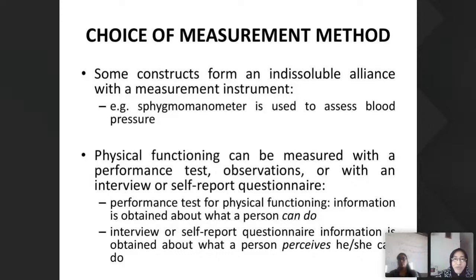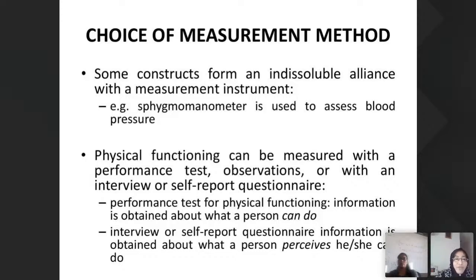Another example that I would like to share is, if we wanted to look at the physical functioning of a person, it can be measured with a performance test, or using observations, or by an interview, face-to-face, or a self-report questionnaire, okay? So this is the part where we have to decide: if we want to measure physical functioning, which of those do we want to use? Is it the interview method? Is it the self-administered questionnaire method? Do we also want to include some observation, or a performance test?